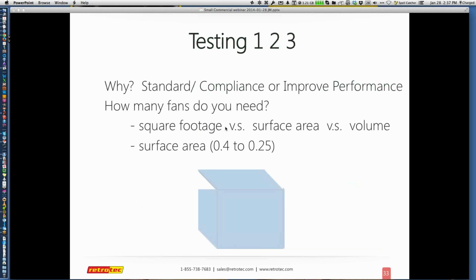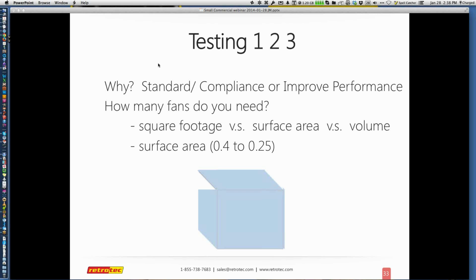So we do have a link on that, the link that I had earlier. It does have an Excel spreadsheet that tells you how many fans I might need and how to diagnose that. We're also trying to improve that.